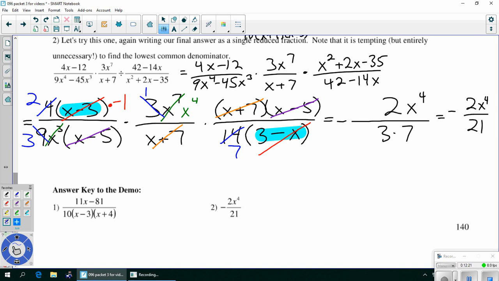Okay, so just keep in mind the fundamental differences between the addition subtraction problem we did first on this page and then the multiplication division problem we did second. Fundamentally different tasks for those two problems.